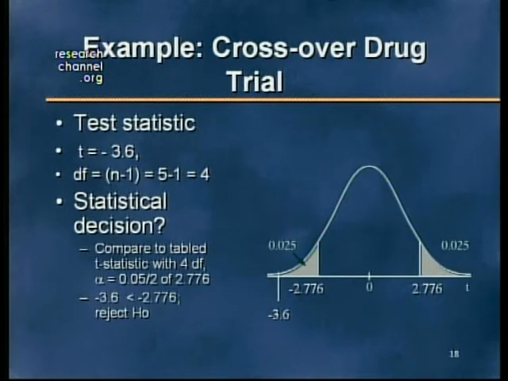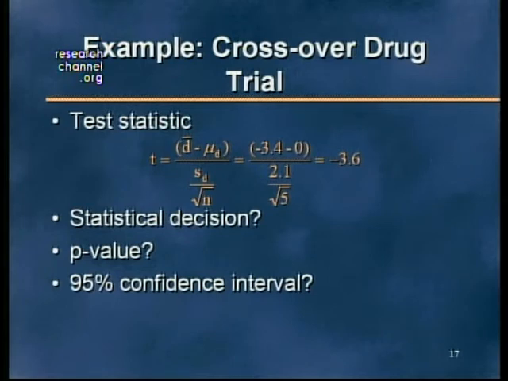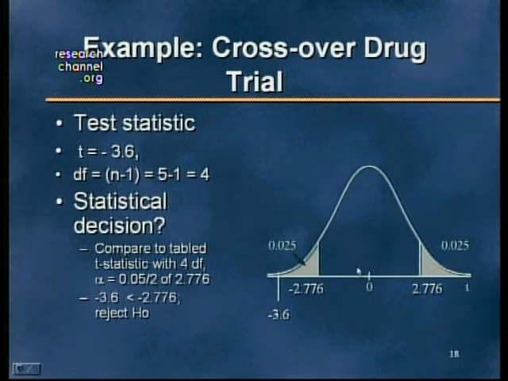Where does negative 3.6 fall? In the rejection region or in the fail to reject? It falls far in the left tail of the rejection region, indicating that our observation, a difference of negative 3.4 points between drug and placebo, is something far different from what we would expect just due to chance alone if there was truly no difference between drug and placebo. The values we would have expected would have been close to 0, translating into a t-statistic close to 0. Ours is a very low negative number, negative 3.6, falling far out here in the rejection region.